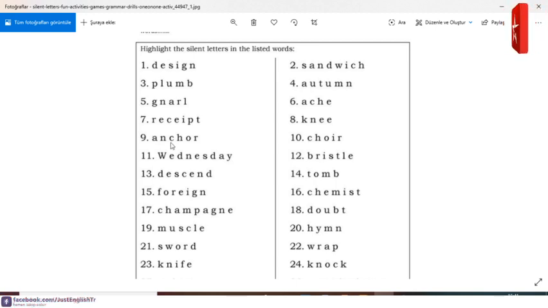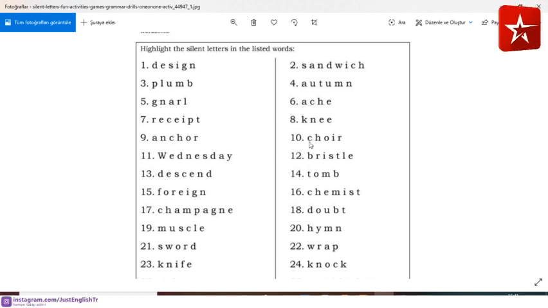Like C and H together, we say K, but we don't pronounce H. H is the correct answer. Anchor, okay?